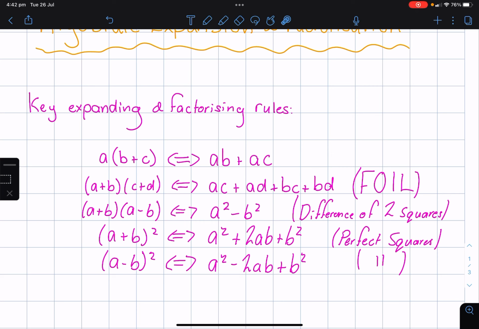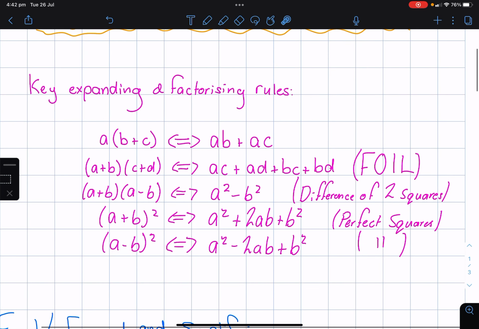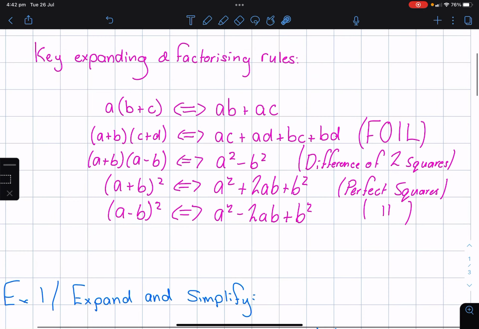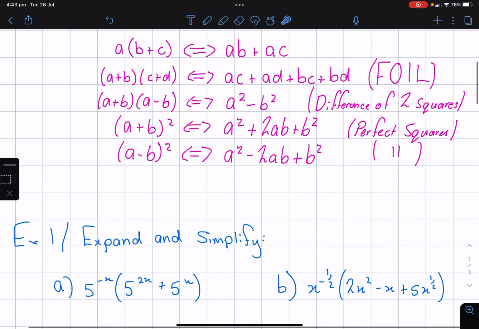All right, so it's going to be really important that you start learning how to spot these patterns, especially because we're going to start having variables in our indexes, all right, in our indices. So it's going to be really important that we start learning these patterns. All right, let's do a couple of expanding questions and a couple factorizing questions. So let's start with some expanding.